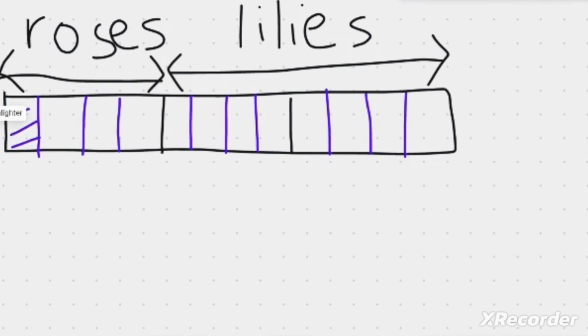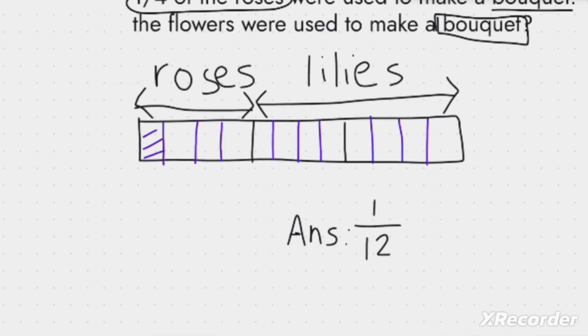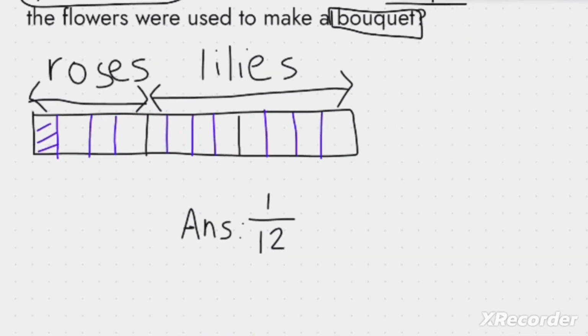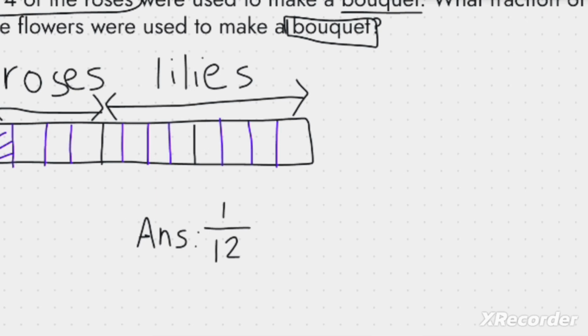And now I can indicate 1 unit out of the 4 units for roses is what is used for the bouquet. So I can shade that. Now, I can tell the answer of the question just based on my model in this case, because 1 unit is shaded and the total, there are 12 units. So the fraction of the flowers that were used in the bouquet is 1/12. This is by using the model method.